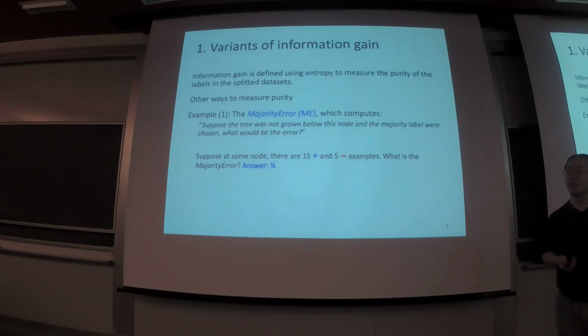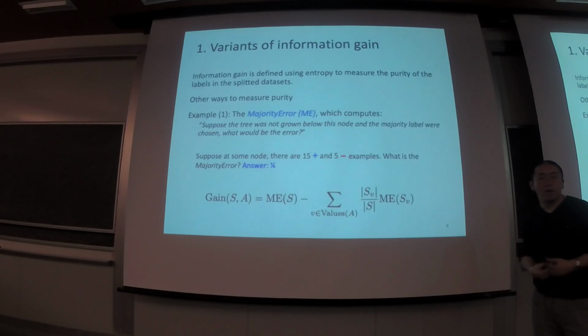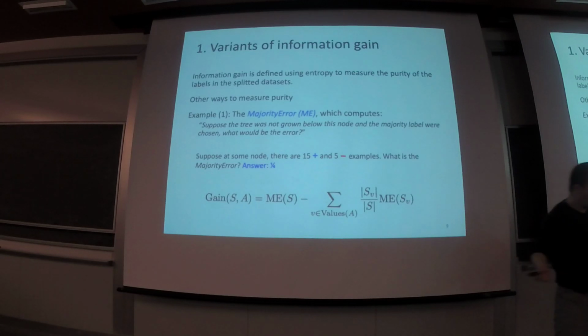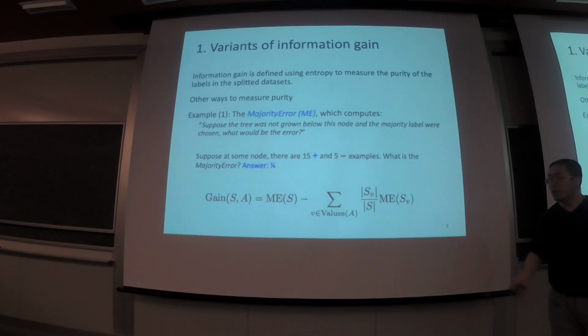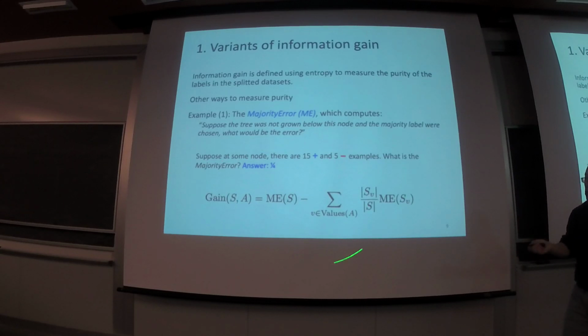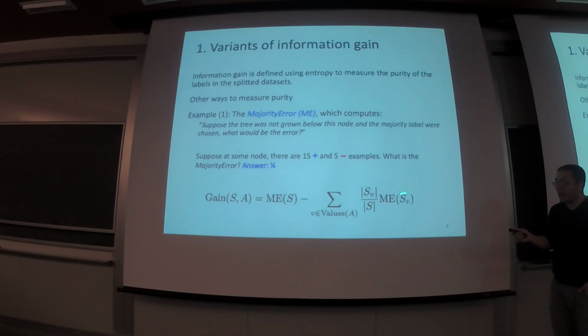Yeah, exactly, right? You just replace entropy by majority error here. The other things are exactly the same. So the larger the majority error, the worse the purity, right? The larger the entropy, the worse the purity. The same thing, right? So that means the reduction of the majority error indicates the improvement of purity as well. So we can definitely define the majority error here by the majority error over the entire data set, subtracted by the weighted summation of the majority error over each split data subset.